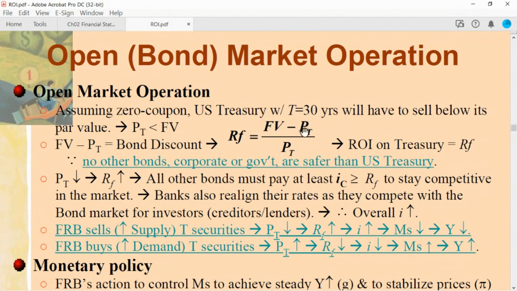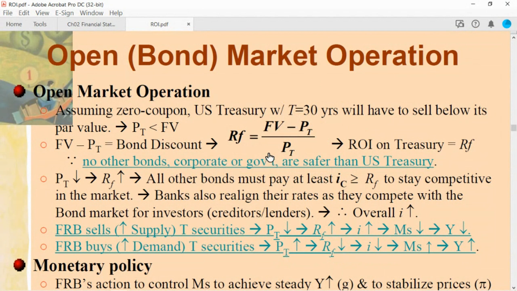So the face value doesn't change. It's 1,000, but the selling price goes down. So what happens to the numerator? The numerator goes up, and the denominator goes down. So numerator goes up, denominator goes down. And what's going to happen to the whole fraction? It's going to be bigger. It's going to be bigger, yes.